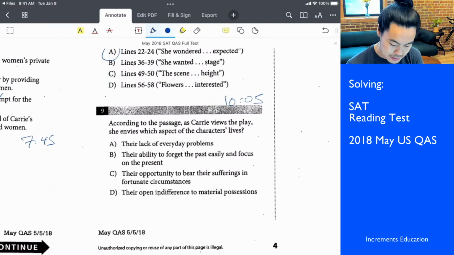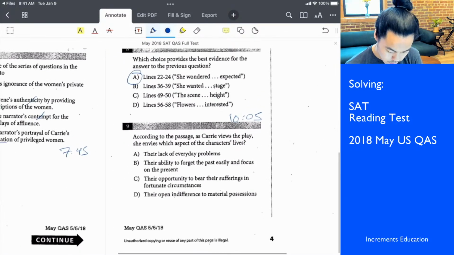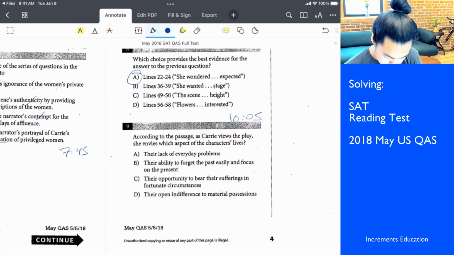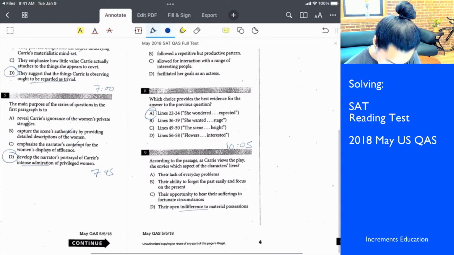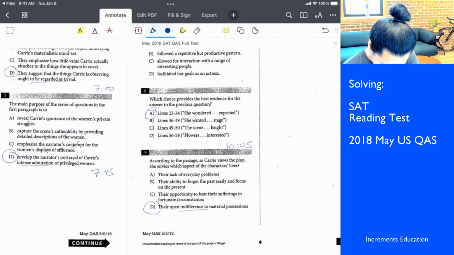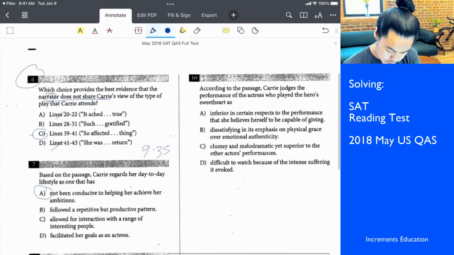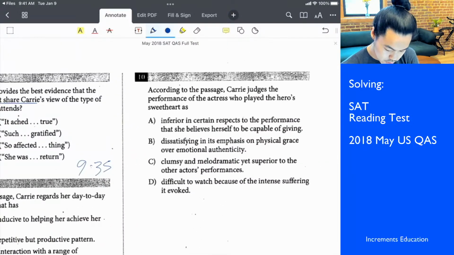She envies which aspects of their lives? Not their problems. Their indifference. They're like money and like, but I think it's almost certainly D. I'm just gonna work with that because not their lack, forgetting, no, spare. Okay, 10:33. I'm doing more process elimination because I'm losing confidence in some of these. So just double check. It helps me to increase my confidence.